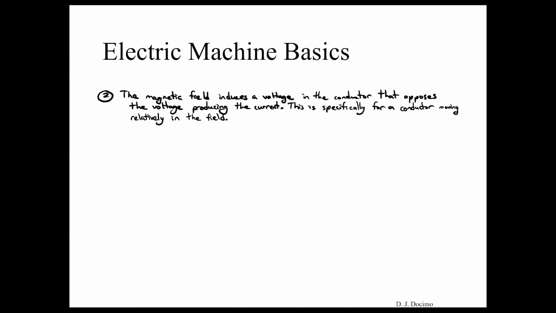So the second principle is that we have this magnetic field which induces a voltage in the conductor that opposes the voltage producing the current. And this is specifically for a conductor moving relatively in the field. So we have something called V_B equal to B L v. This lowercase v here is the velocity of the wire. And what this V_B is, is back EMF. That's what it's called in the motor.